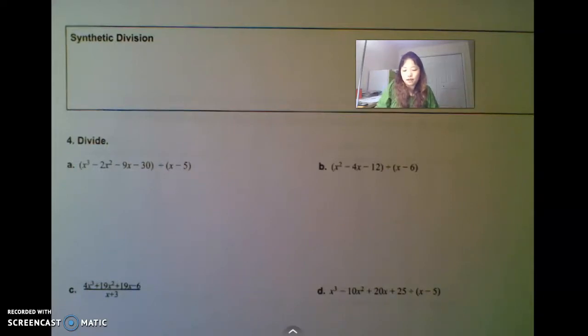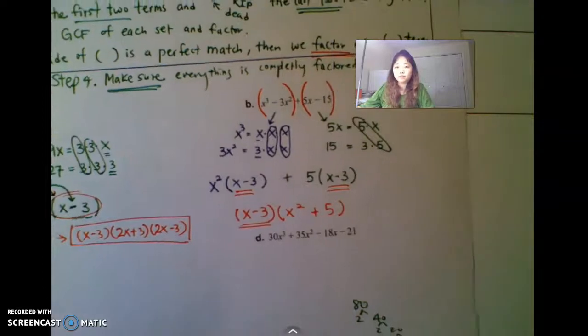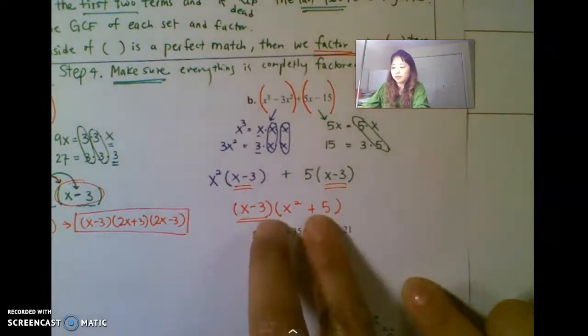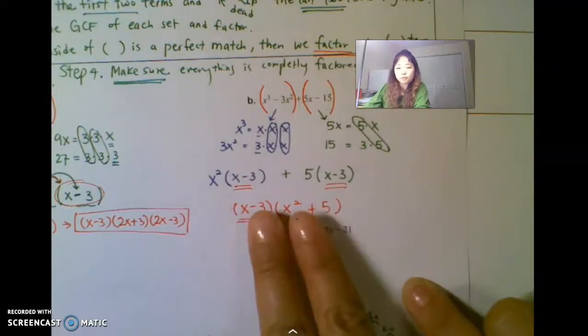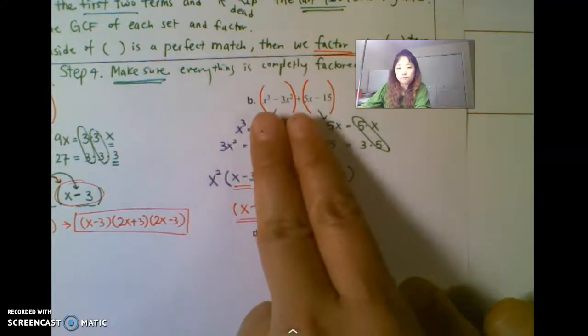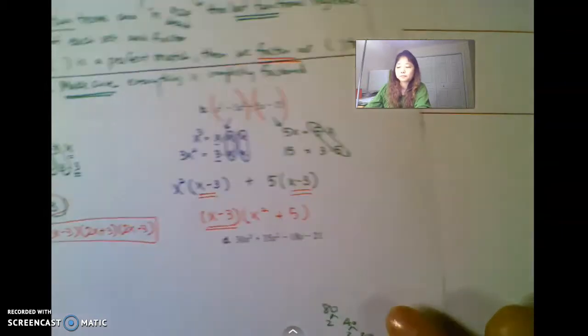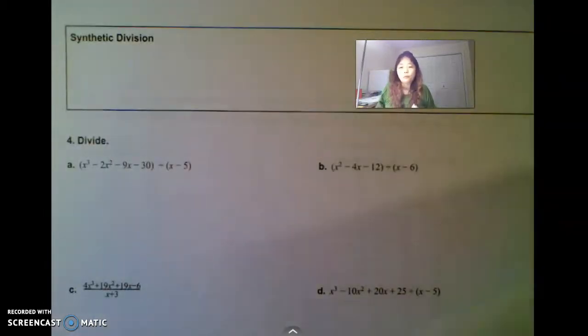When you multiply, you get the original. So this is what I mean. This is what factoring is. You break into multiple parts, but when you multiply, you should end up back at the original. So when we're dividing, it's kind of the same idea.